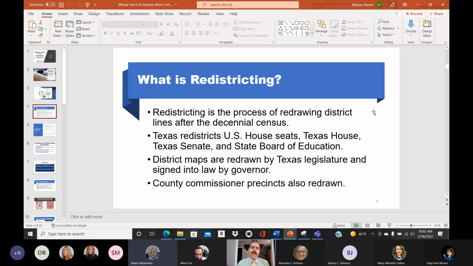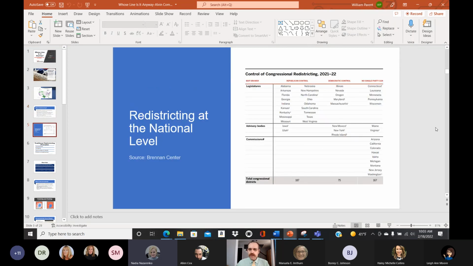Every state is different, it should be noted, when we talk about who has the ability to redraw those district maps. In Texas, that authority is given to the Texas legislature, and it's signed into law by the governor. It should be noted at the local level, we do have county commissioner precincts. Those are also redrawn as well. So every state is different. And here in the next slide or two, we're going to look at states and how they determine who's going to redraw those district boundary lines.